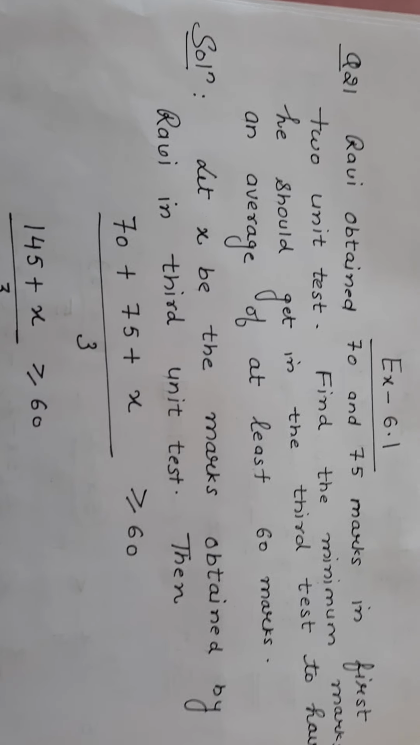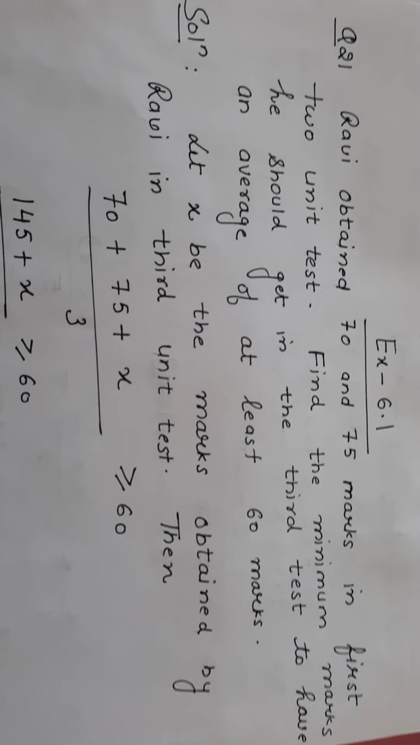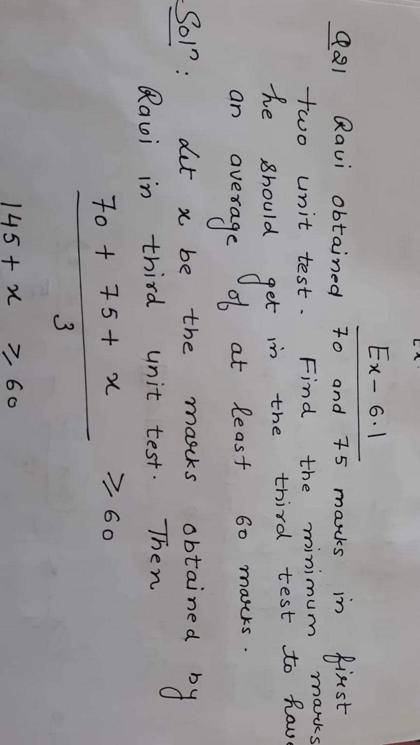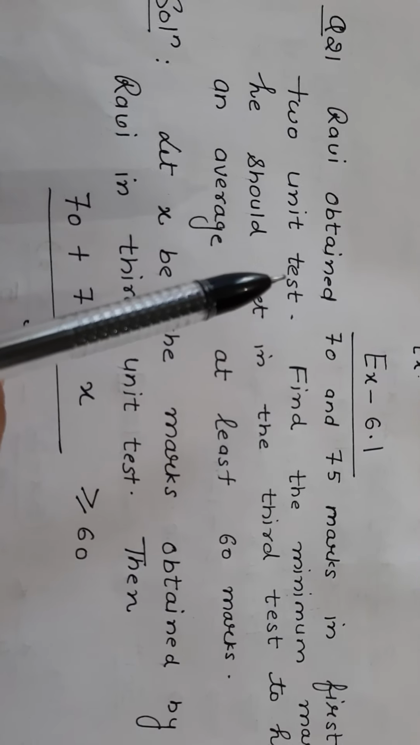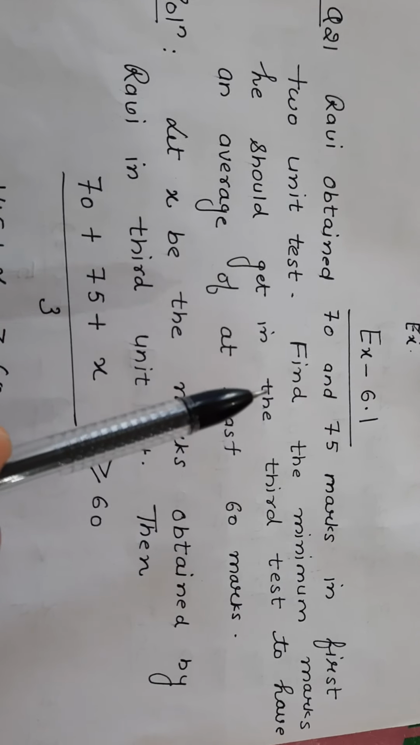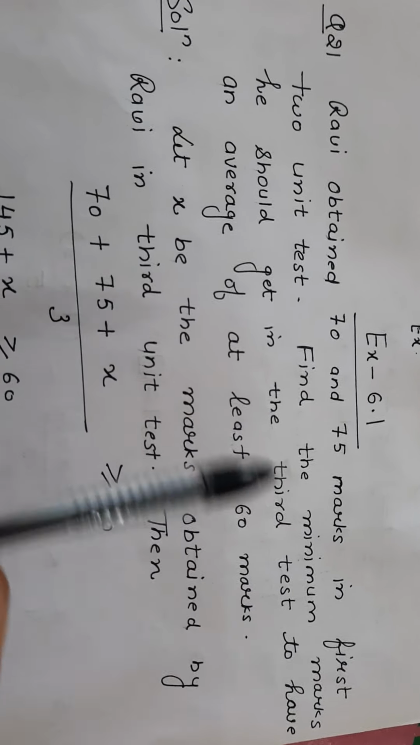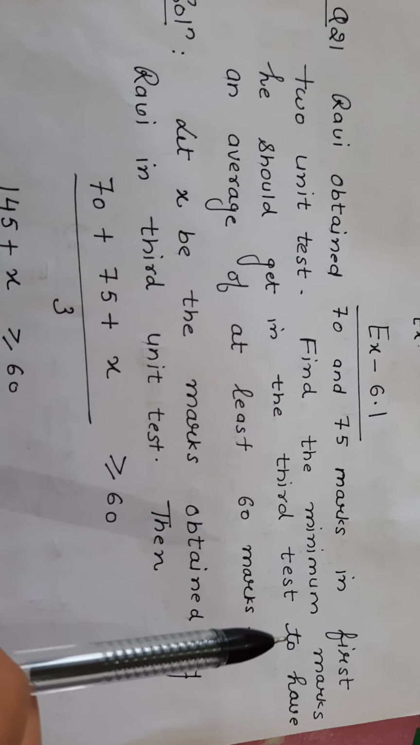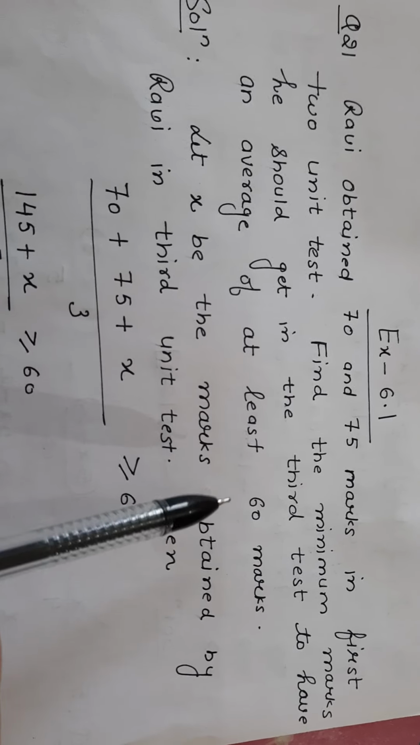Welcome students. In this video I am going to discuss some more questions from exercise 6.1. Question number 21 is Ravi obtained 70 and 75 marks in first two unit tests. Find the minimum marks he should get in the third test to have an average of at least 60 marks.